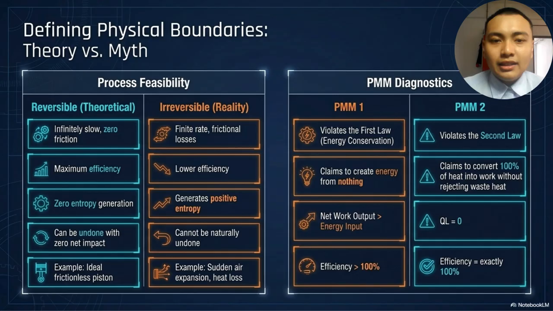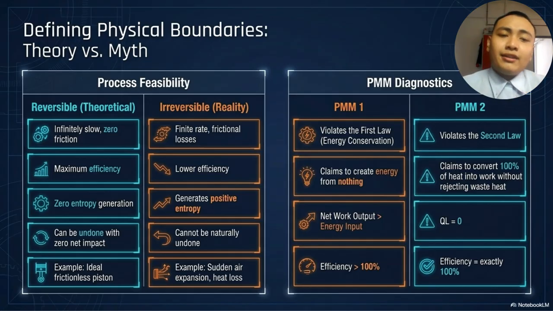Thank you. To continue, we are going to define the strict physical boundaries of thermodynamics. Look at the left side of the panel under process feasibility, where reversible processes are purely theoretical. They run infinitely slowly with zero friction. They offer maximum efficiency and zero entropy generation, whereas in reality, all engineering processes are irreversible and happen at a finite rate. They also suffer from frictional losses and lower efficiency. More importantly, reality always generates positive entropy.